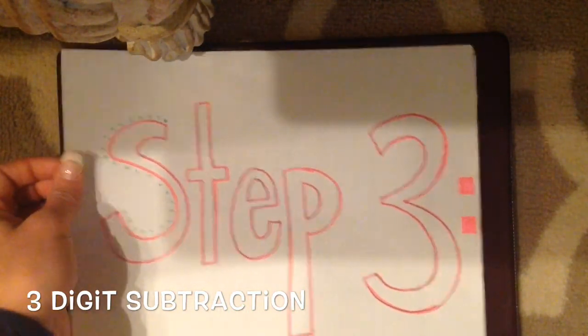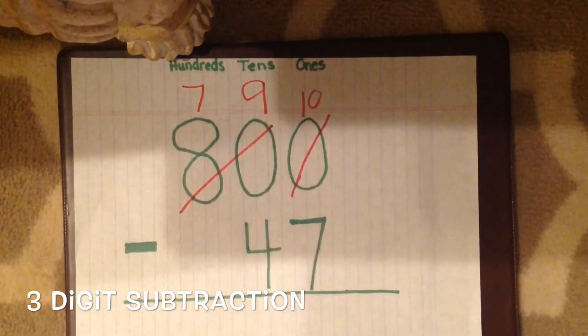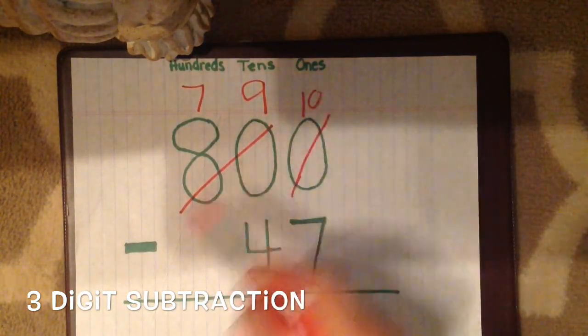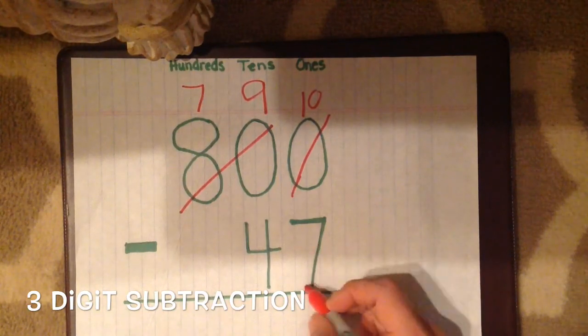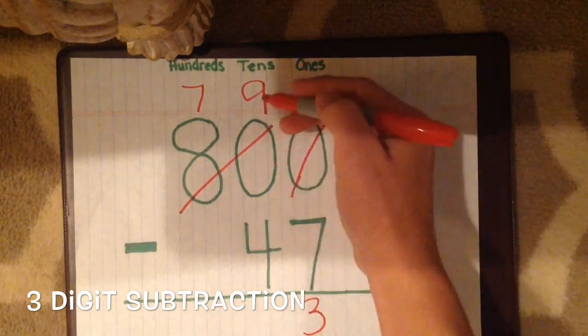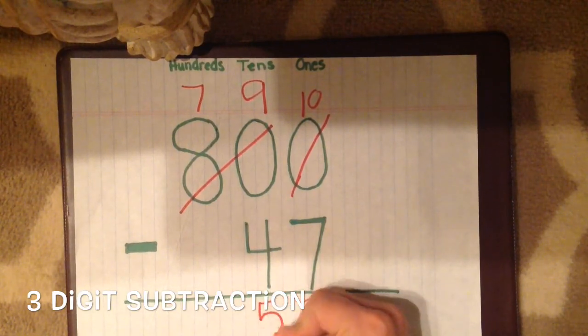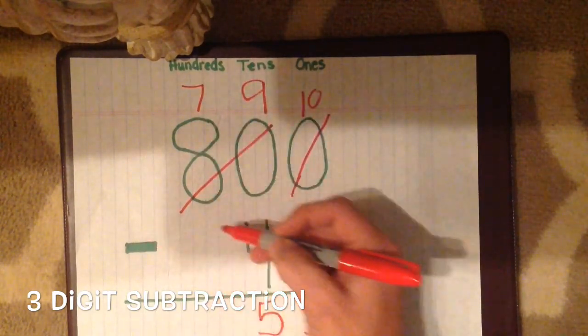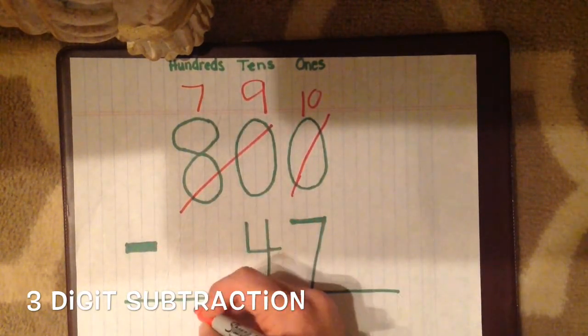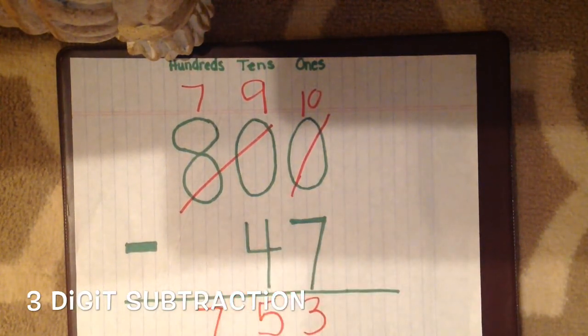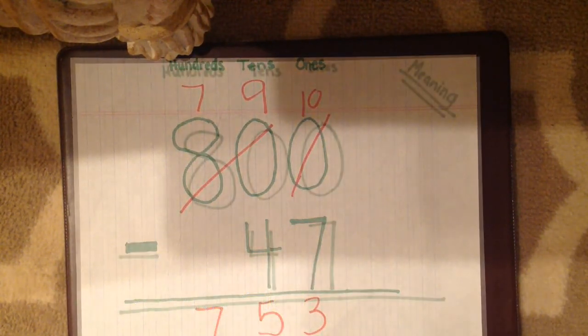Step 3. Now we're ready to subtract. 10 minus 7 is 3. 9 minus 4 is 5. And 7 minus nothing is 7. And so your answer is 753.